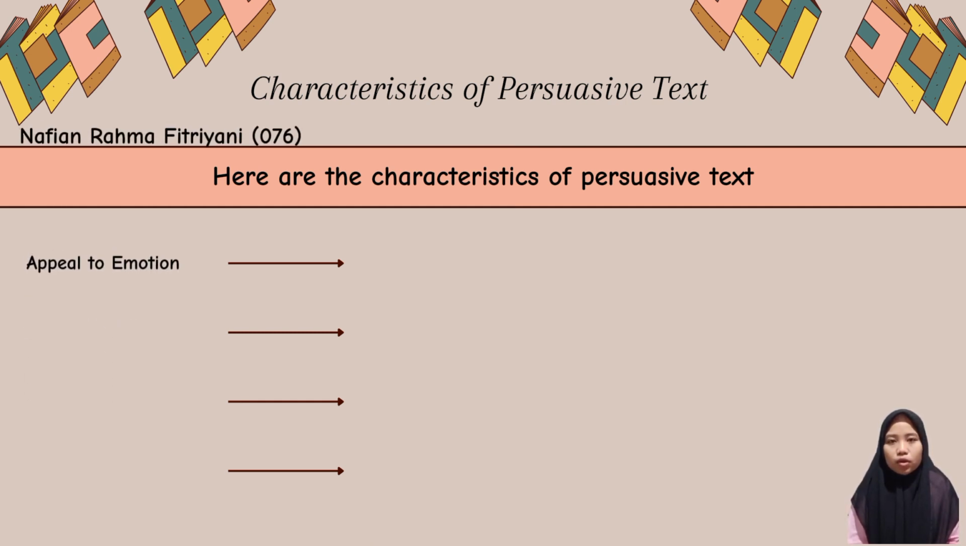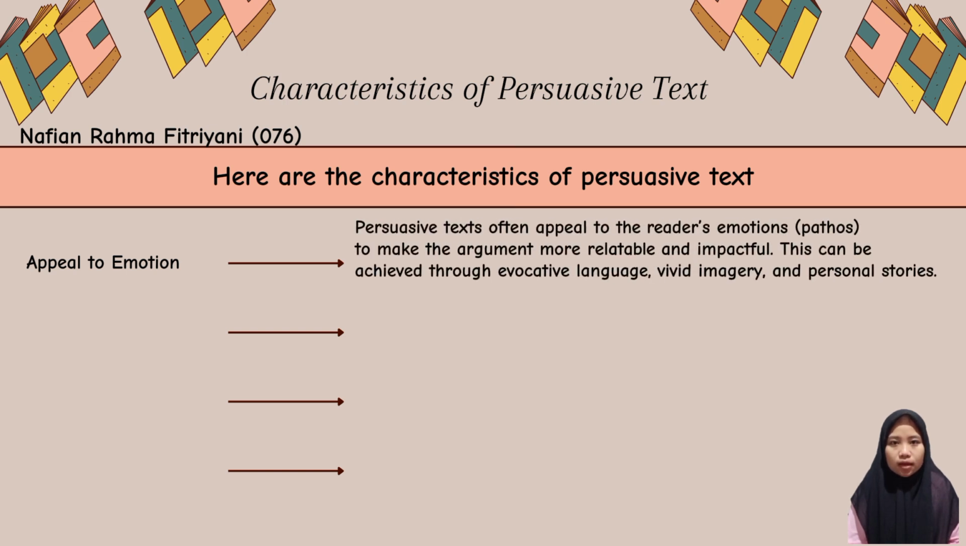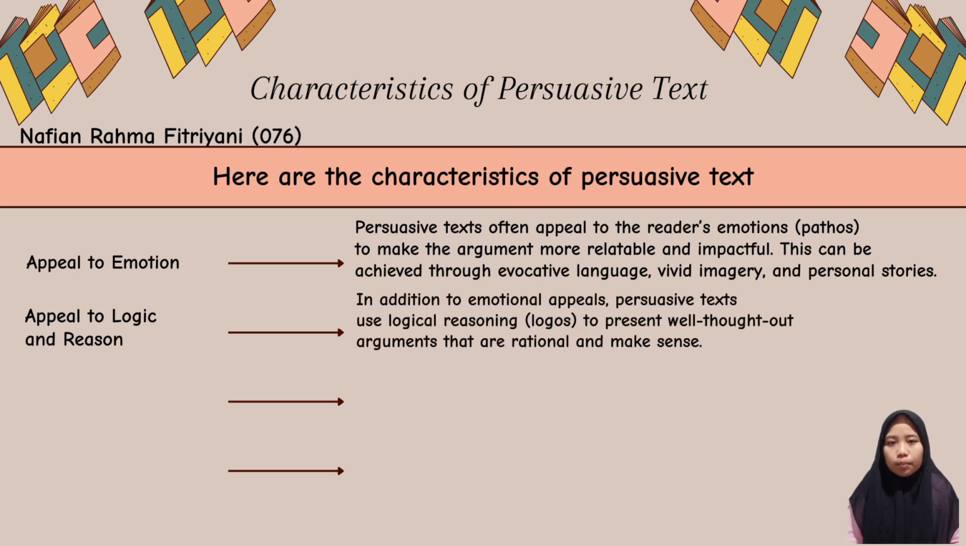Fifth, appeal to emotion. Persuasive texts often appeal to the reader's emotions, pathos, to make the argument more relatable and impactful. This can be achieved through evocative language, vivid imagery, and personal stories. Sixth, appeal to logic and reason. In addition to emotional appeals, persuasive texts use logical reasoning, logos, to present well thought out arguments that are rational and make sense.